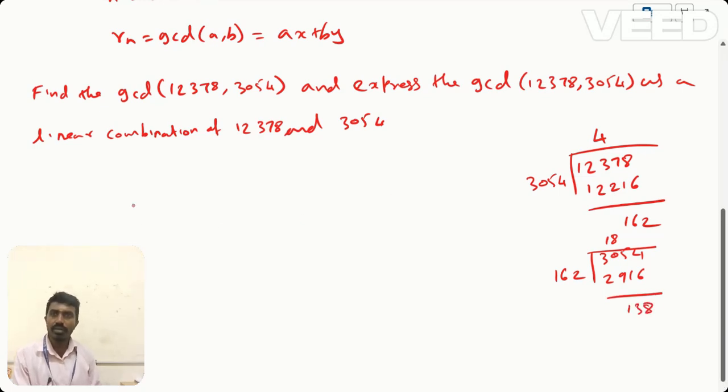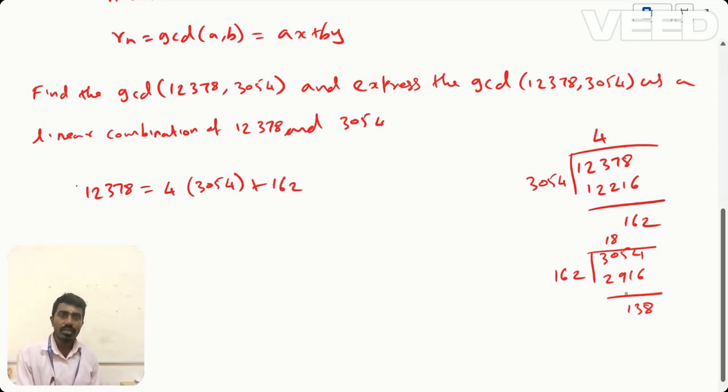First you write this one. 12378 can be written as 4 times 3054 plus the remainder 162, by the division algorithm. Now once again you divide 3054 by 162, then you get 18 as the quotient and 138 as the remainder. So 3054 can be written as 18 times 162 plus 138.